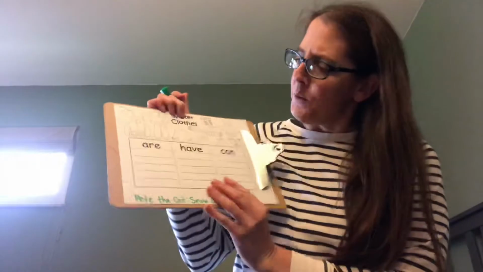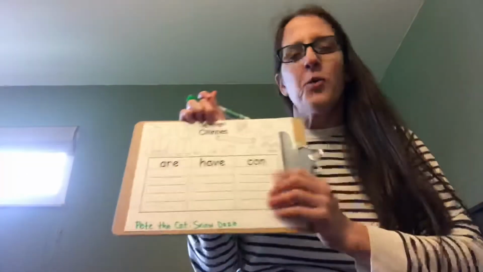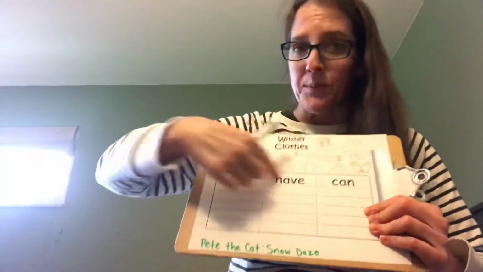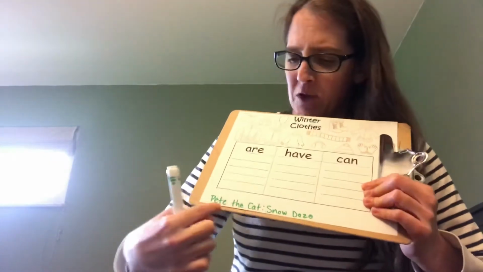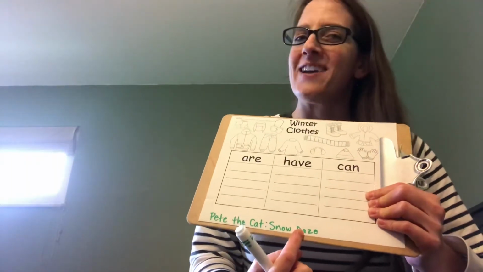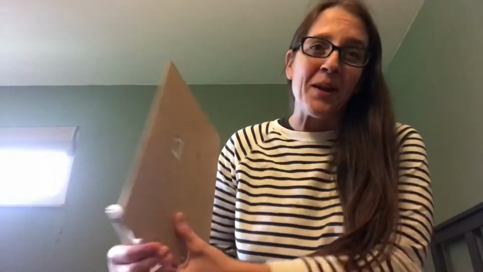Okay, let's start with this one. I want to talk about what winter clothes are. When I think about what winter clothes are, I might use these pictures as a clue. And I'm also using what I learned in the story, Pete the Cat, Snow Days. One thing I learned is that winter clothes are warm. They are meant to keep us warm. So I'm going to write the word warm on the top line.